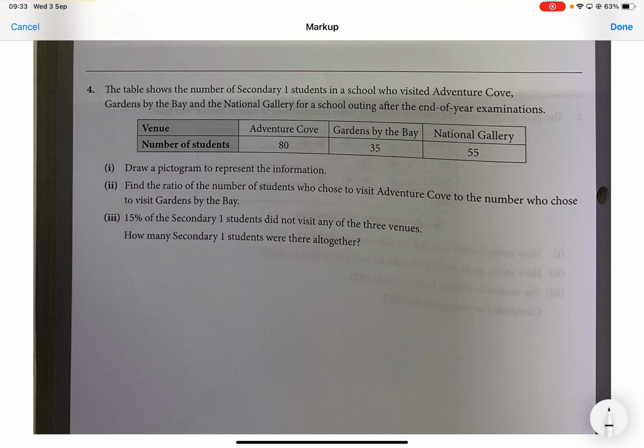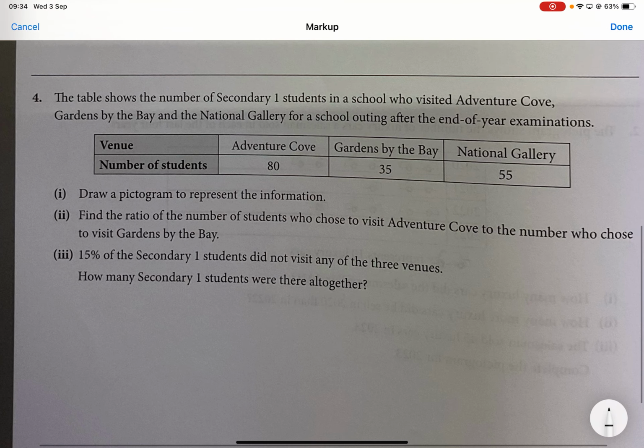For this question, you are asked to draw the pictogram. Then we are comparing Adventure Cove, Gardens by the Bay, National Gallery, number of students that went to each one. Okay? So, our pictogram should be used to represent the number of students. Can understand?